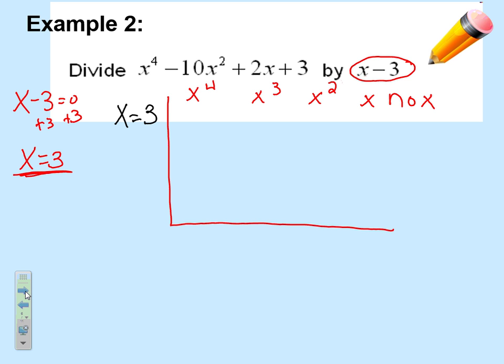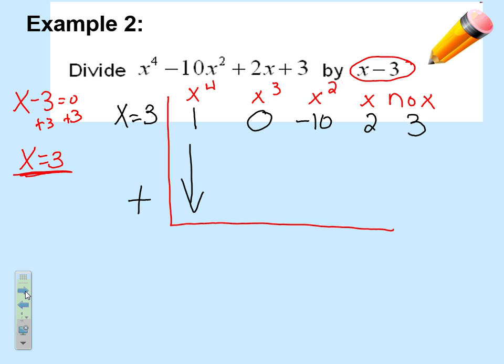Now fill this in. 1. There's no x cubed, so that's going to be 0. In front of x squared is negative 10. In front of x is 2. And no x is 3. Now we're going to add these together.